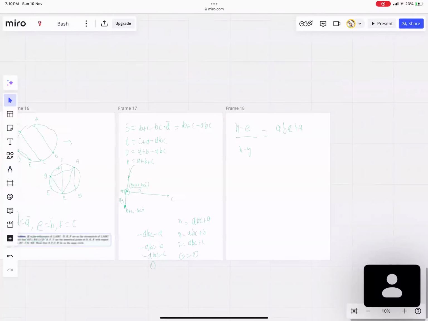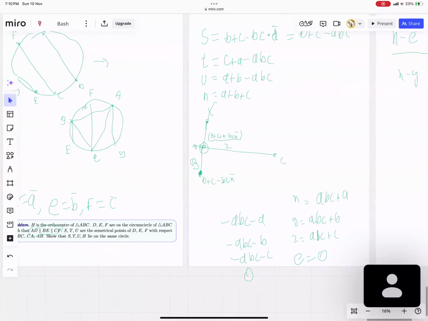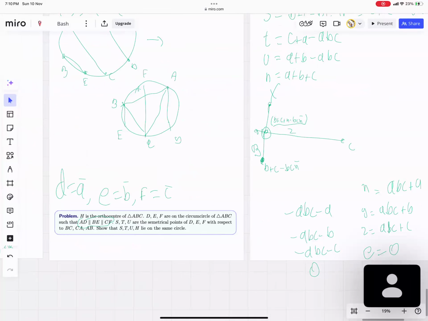So the main idea is, whenever there is something which is hard to deal with, we can, without loss of generality, assume something so that it becomes easy to deal with.